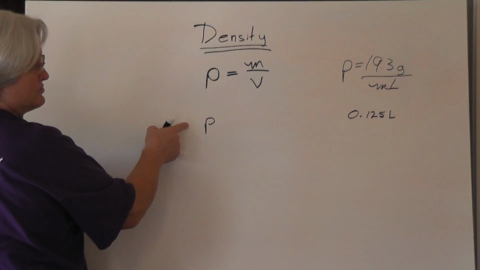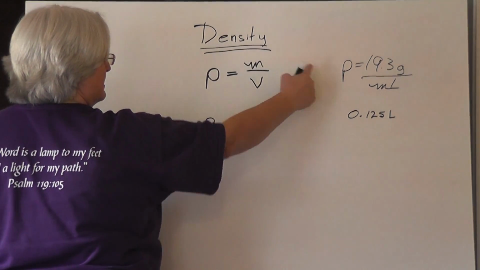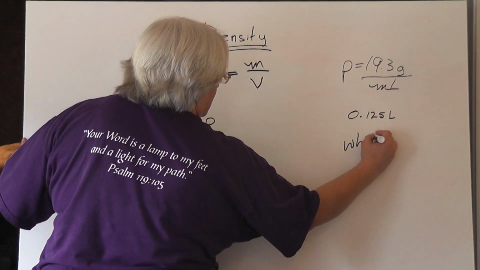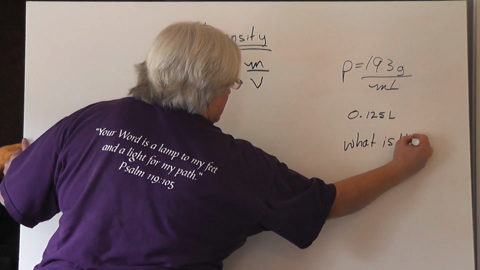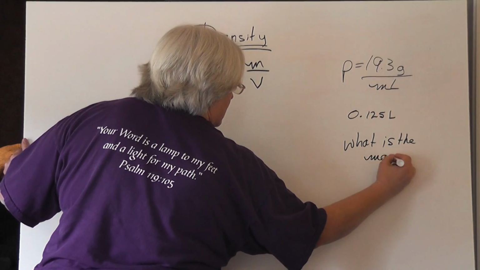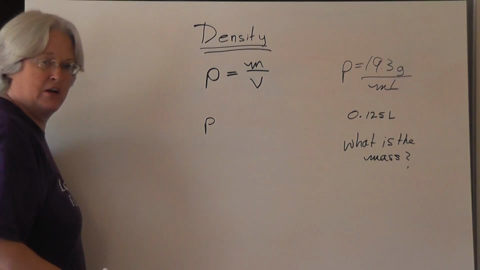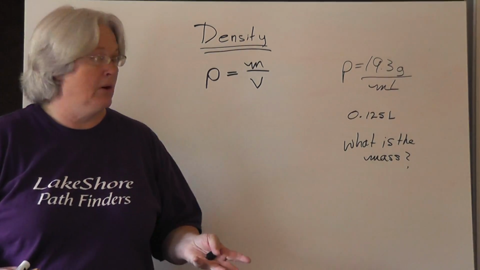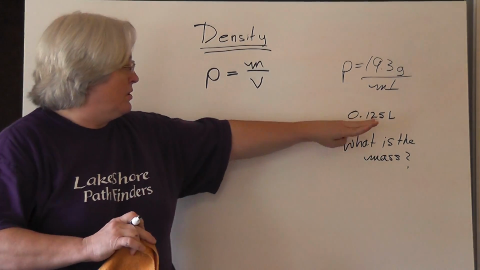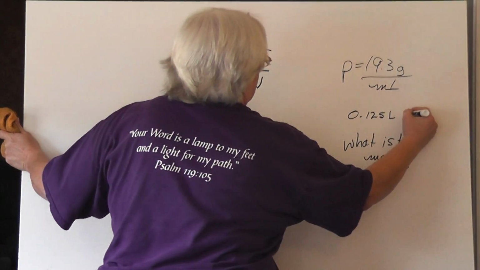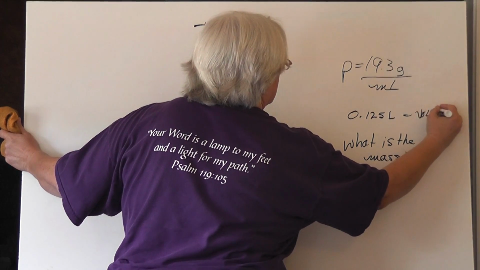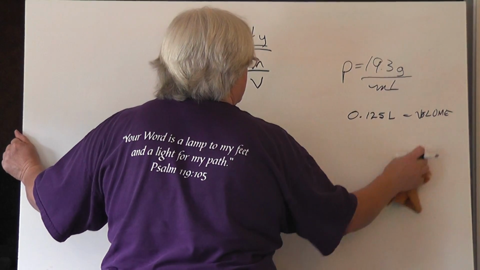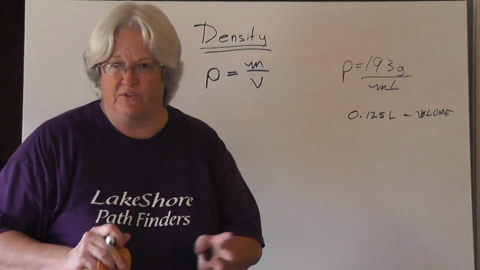So rho, is that what we're trying to find? No, we already know what the density is. We want to know the mass of this object. In other words, the miner has this lump of what he knows to be gold. And because he knows its volume, and because he knows the density of gold, he's going to be able to do a mathematical calculation that lets him figure out the mass.